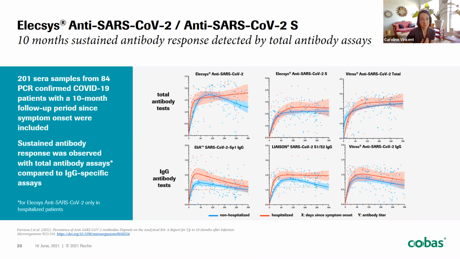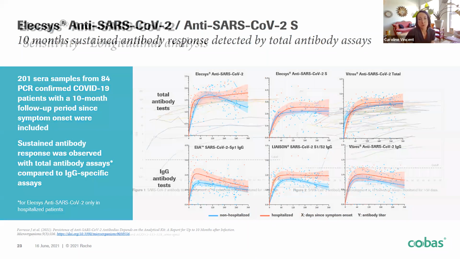This is a significant difference in terms of clinical interpretation, because when we use total antibody assays here, the conclusion is that the antibody levels are sustained over time, whereas if we use IgG-specific assays, then the conclusion would be that antibody levels are waning over time. So it is a critical difference in the case of the clinical interpretation in the end.